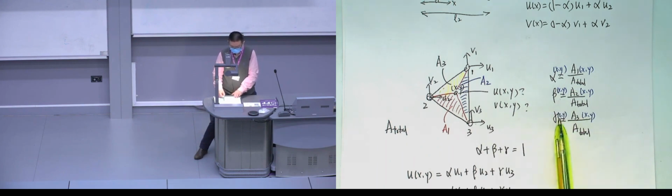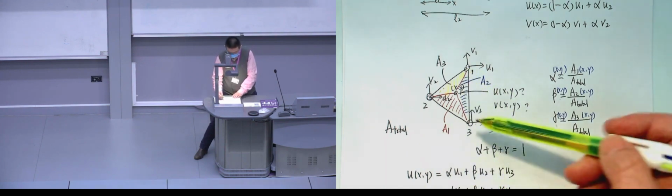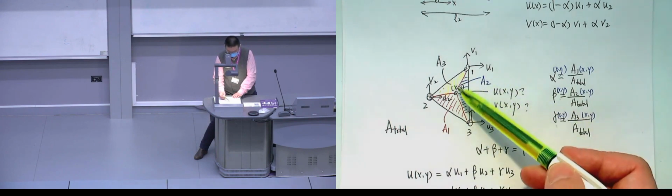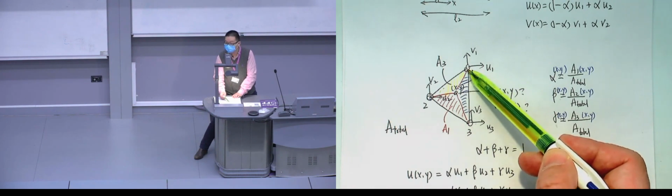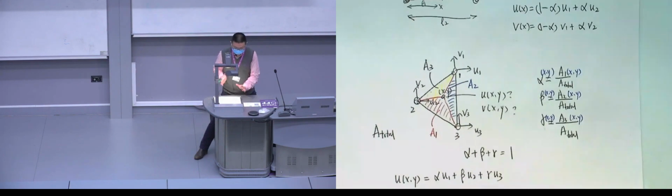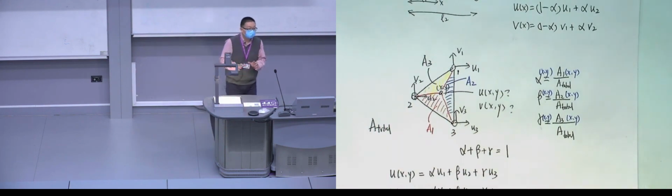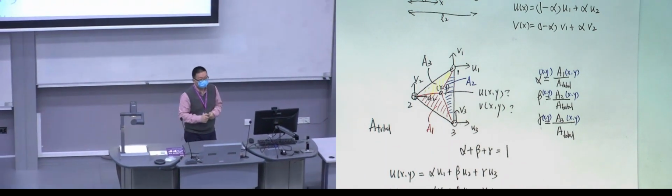like if beta and gamma are 0, what is it given? Beta and gamma are 0, of course alpha equals 1, right? So this one is actually the interpolated V1. Beta and gamma being 0 means these two areas are 0. That is the case when this point approaches here. So this gives you a basic sense about why this is correct. This is what really happens inside.